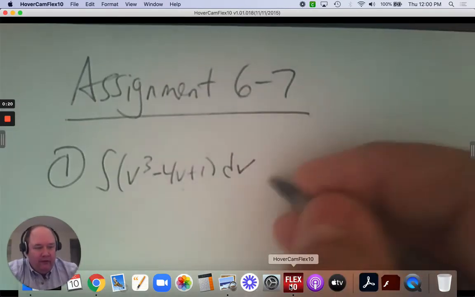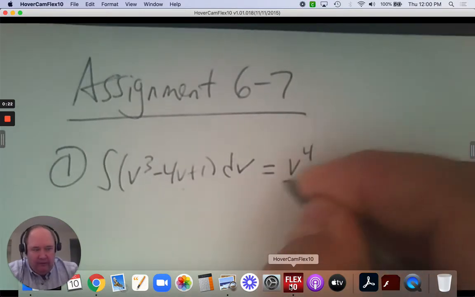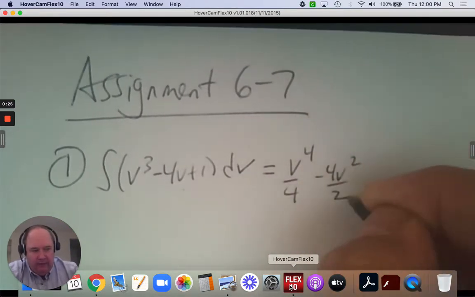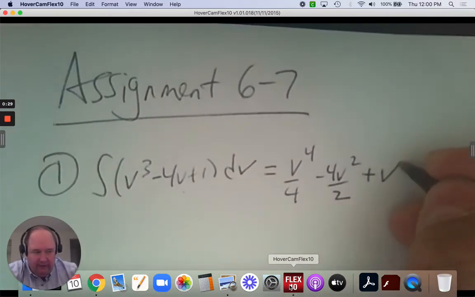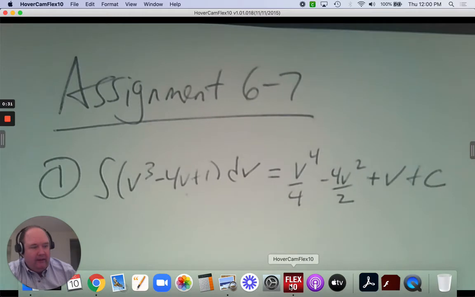So the answer to this would be add 1 to the exponent and divide. Add 1 to the exponent and divide. The antiderivative of 1 is 1v, and then don't forget the constant. Done. Number 2.